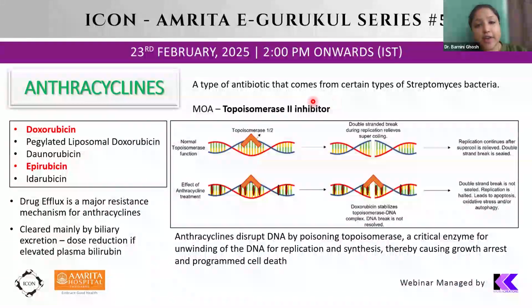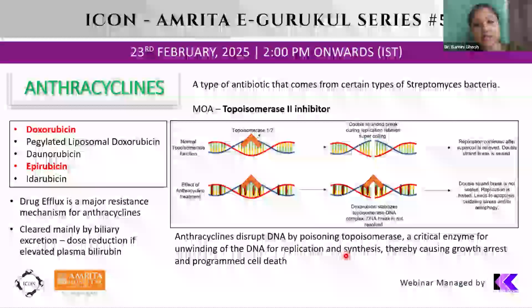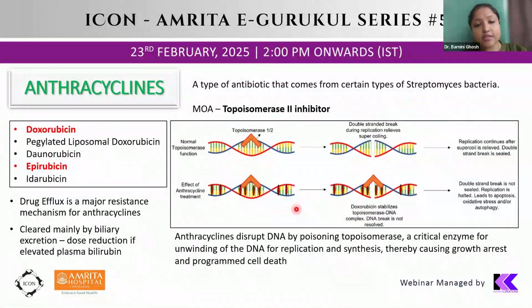What is their mechanism of action? These are topoisomerase 2 inhibitors. So first we will see what is the normal function of these topoisomerase 2 enzymes. These enzymes are critical for unwinding of the DNA for replication and synthesis. So what happens when the topoisomerase 2 inhibitors are given? These inhibitors attach to the DNA and enzyme binding site, forming a stable complex.